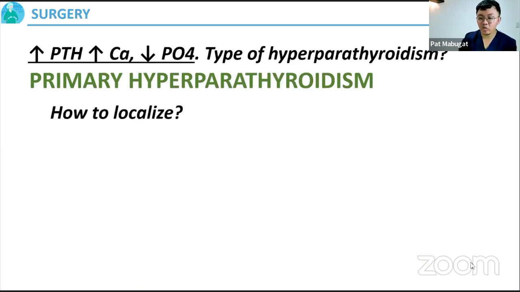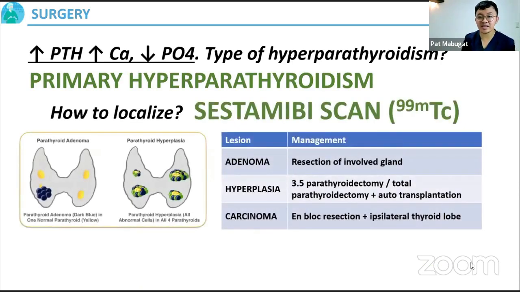How to localize? We need to use a sestamibi scan or technetium-99 scan. If it's only one gland, then that's most likely an adenoma, so you just remove that gland. If there's more than one gland, this is usually hyperplasia, and you do a 3.5 gland parathyroidectomy or a total parathyroidectomy, then you autotransplant. What's autotransplant? You remove one, then you plant it somewhere, sometimes in the SCM, sternocleidomastoid muscle, sometimes in the forearm, right?